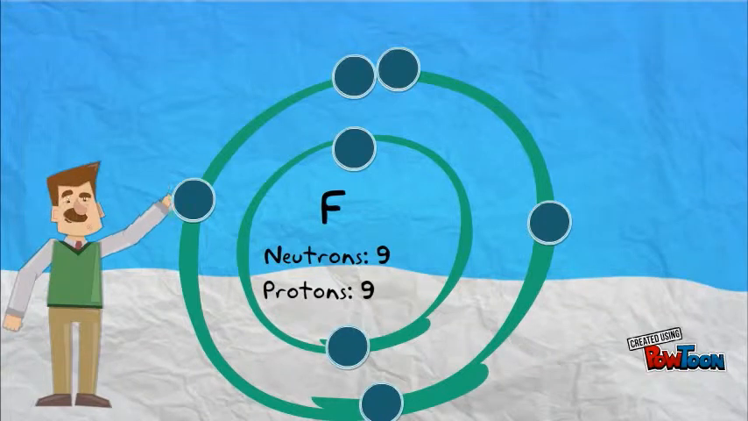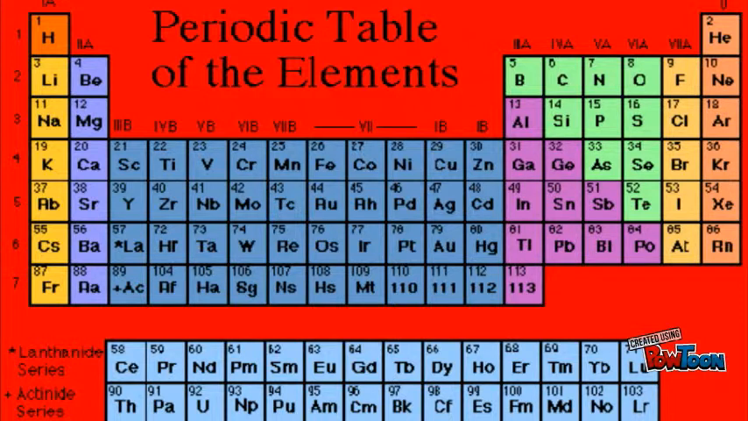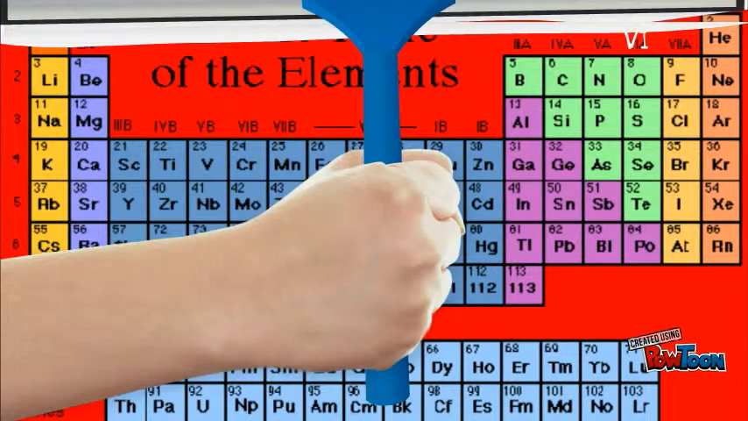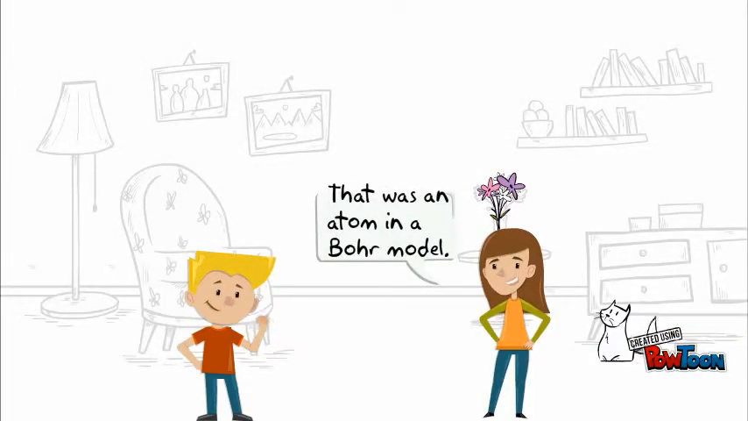Valence electrons are the electrons in the outer shell of an atom. The number of valence electrons is equal to the atom's main group number. If you look at the periodic table, there are columns and rows. The group number of the element is its column. For example, oxygen is in group 6 and has 6 valence electrons. So that is an example of an atom in a Bohr model.